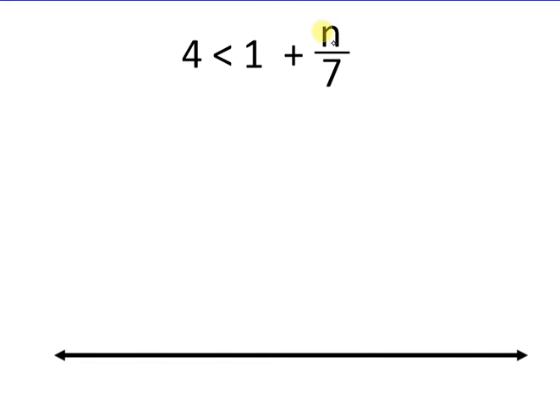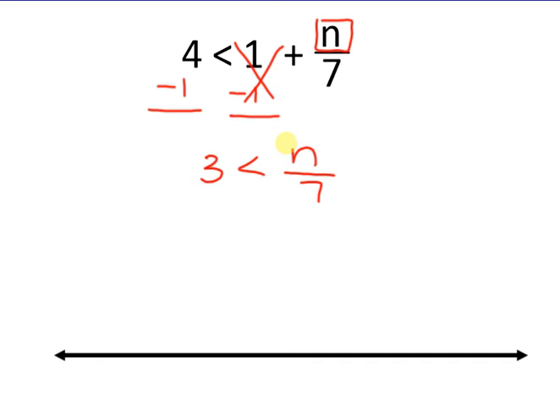Alright, here we go. Step 1, box the variable. Next, we're going to do minus 1, minus 1. These cancel. 4 minus 1 is 3, less than n over 7. Box the variable. I have division, so I'm going to multiply by 7 on both sides. 3 times 7 is 21. Less than, these cancel, n.